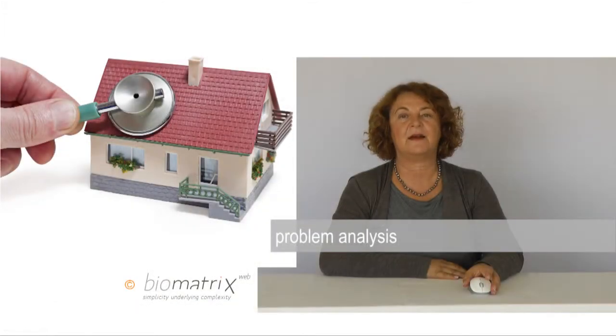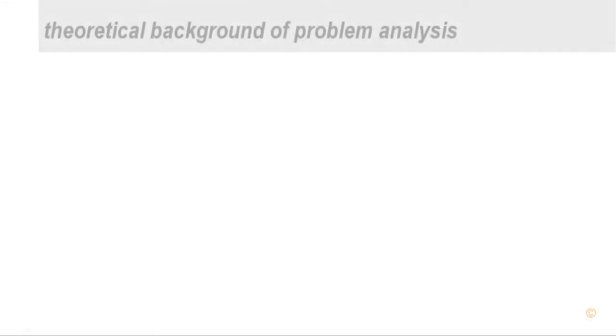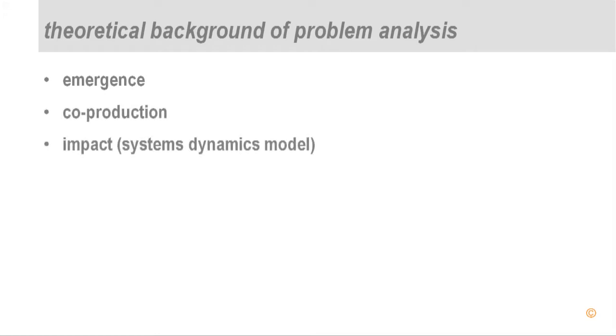The second step in our ideal redesign methodology is to analyze problems in the current system and also problems in the current future of the system. As a theoretical background to problem analysis, we will deal again with emergence, co-production, impact, and current futures. We have discussed those in more detail in the previous module.